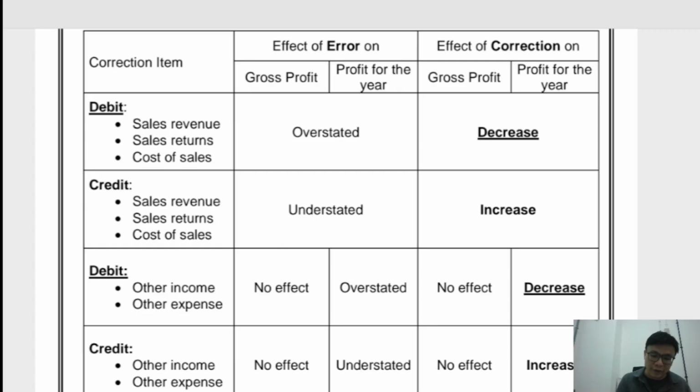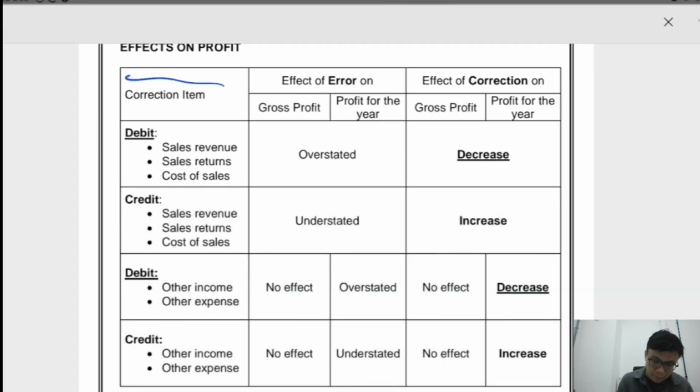So for the corrections item over here, on start, we look at the effect. We want to debit sales revenue, debit sales return, debit cost of sales. And that's because the effect of the error on the gross profit and the profit for the year, which is the net profit, are overstated. And after we did the correction, you will realize that your GP and your NP drop.